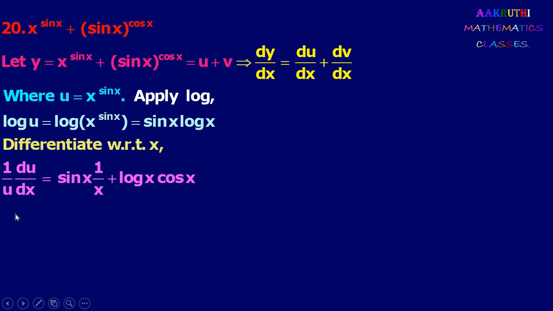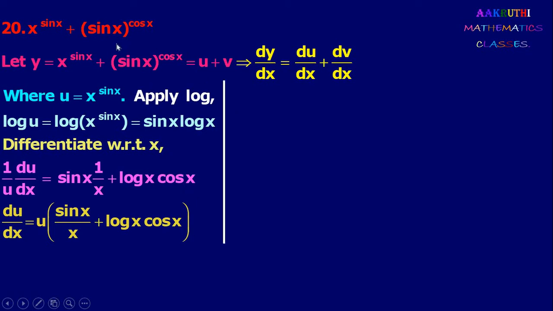Taking u to this side, we get du by dx is u into sin x by x plus log x into cos x. Same type, we find dv by dx. Now here v equal to sin x to the power cos x. Now here base is sin x, it is variable, and power is cos x, it is also variable. Therefore we have to use logarithmic differentiation.